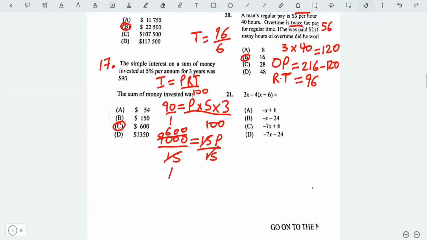21, we have 3x minus 4 times x plus 6. We just need to expand it. That's 3x times x, minus 4 times x, and minus and minus become... that's minus 24. So 3x minus 4x is minus x, so that's minus x minus 24. That's option B.